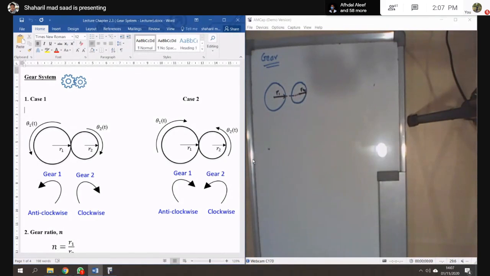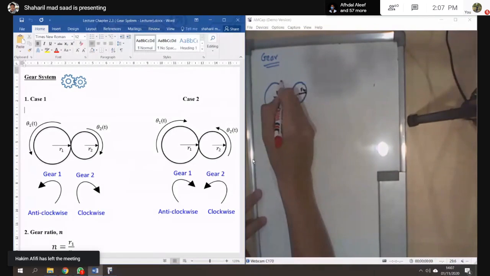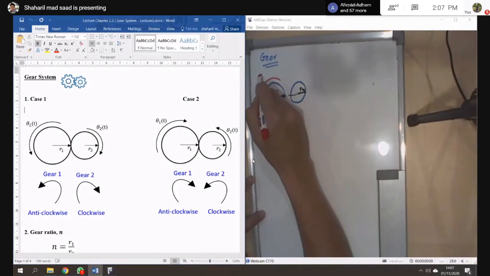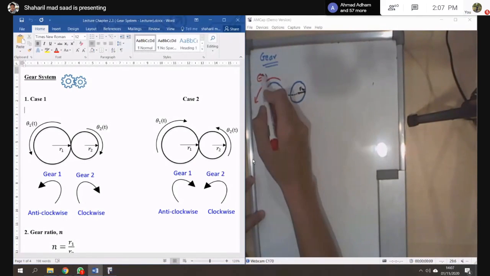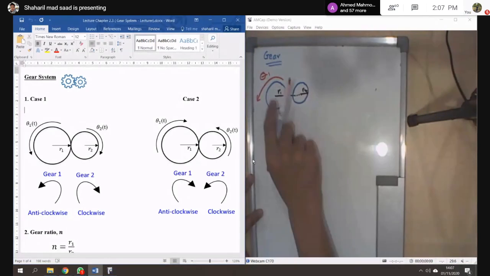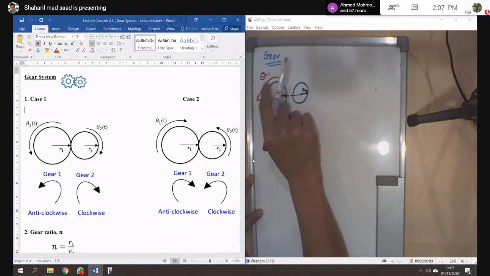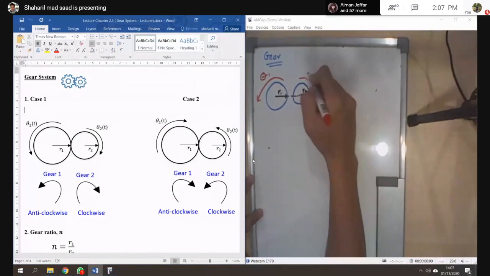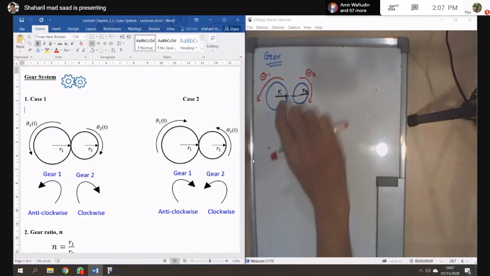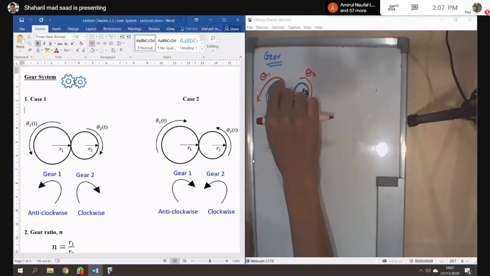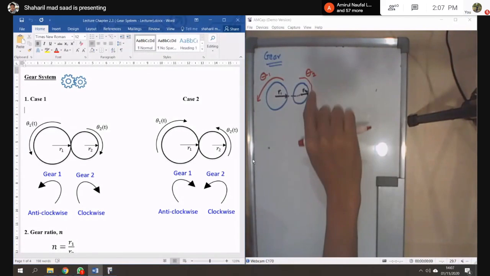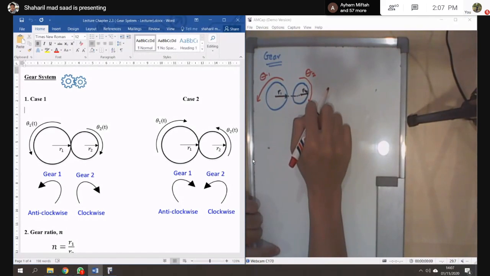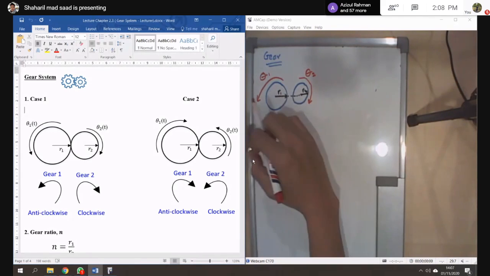And then you have the input. As I mentioned before, look at the input first. This one, the angular displacement theta 1, is the input, theta I. That means you will have the angular displacement for gear 2, theta 2. So your gears need to rotate, one anti-clockwise and the other clockwise. They need to be opposite to each other so that your gears can rotate.